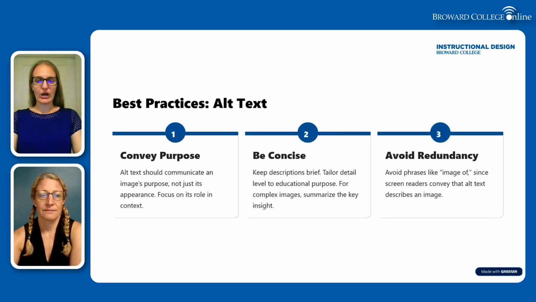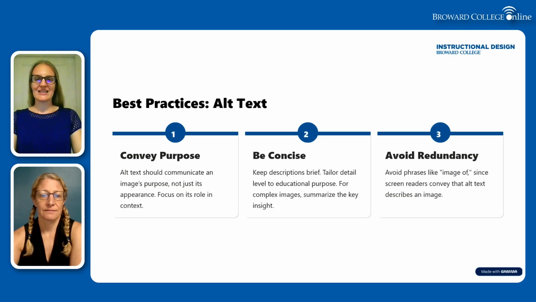So here are some best practices when you are writing alt text. First, focus on the purpose. So for example, if an image shows a buy now button, the alt text should say buy now, not blue button with white text. Why? Because here the function matters more than the appearance.